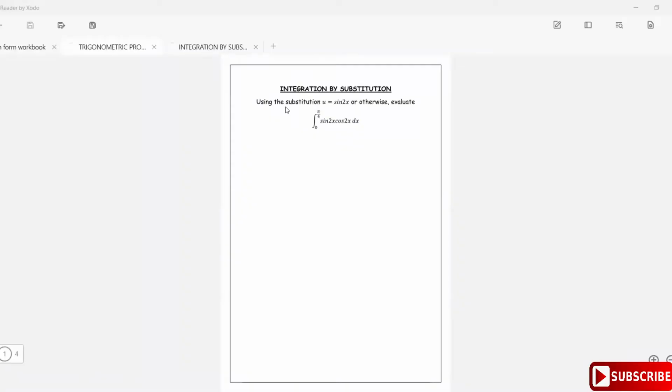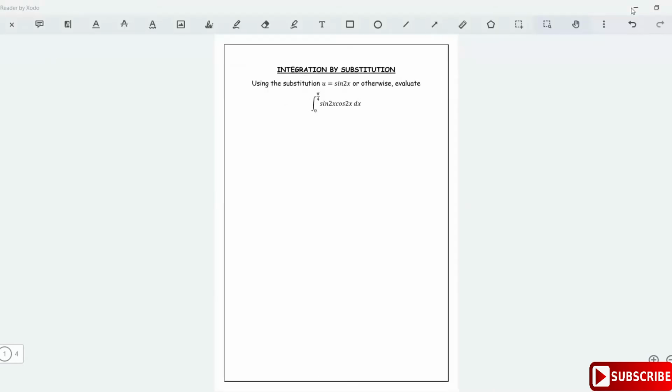By substitution, and that is what we're going to go through today. Oftentimes they're going to tell you what you're using to substitute. So to do integration by substitution, let's say using the substitution u equals sine 2x, or otherwise evaluate the integral of 0 to pi by 4 of sine 2x cos 2x. I like to call my integrations I. You don't have to, I like to.